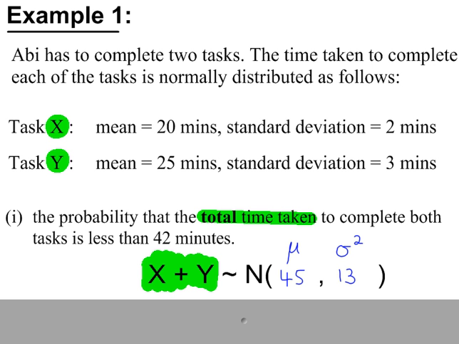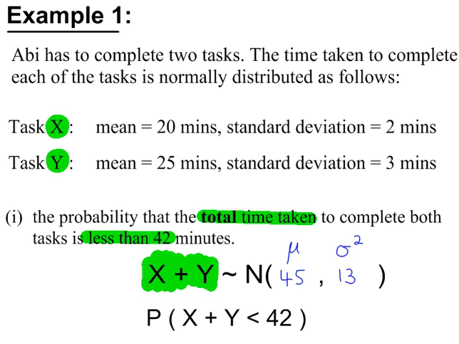And what we're calculating is less than 42. So we want the probability that X plus Y, the total time, is less than 42. So now we just need to standardize the 42 using our new mean and variance.